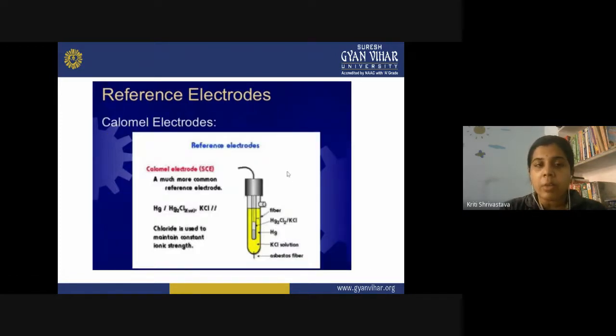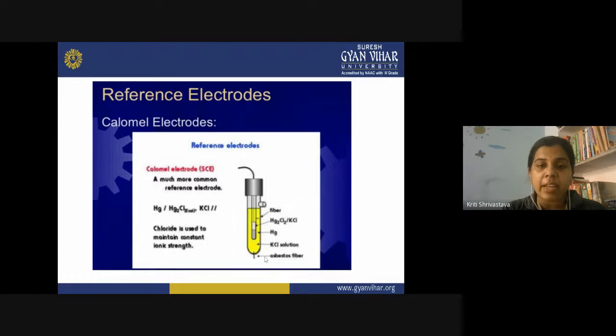What are the common reference electrodes? The first commonly used reference electrode is the calomel electrode. It is also known as SCE. SCE is the standard calomel electrode, and here is the representation of the reference electrode. If you can see, this is the half cell representation of your reference electrode. It can behave as a cathode or anode both, right? So this is the representation of the half cell reference electrode.